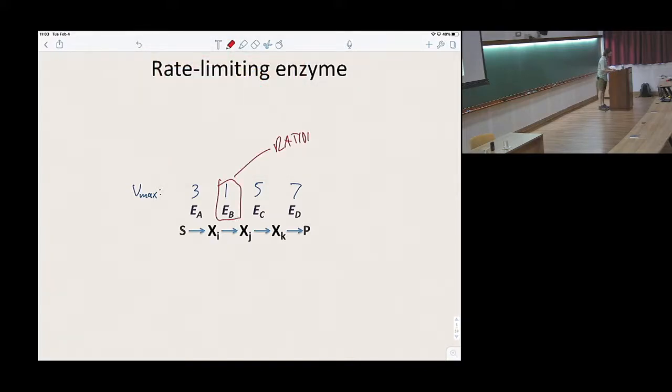Right, and the rationale: the slowest holds up flux for the whole pathway.